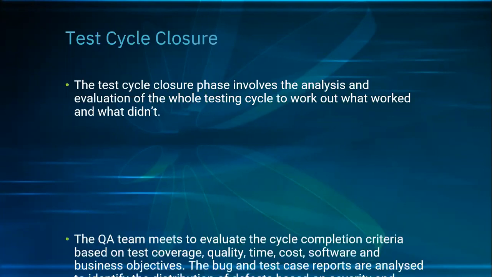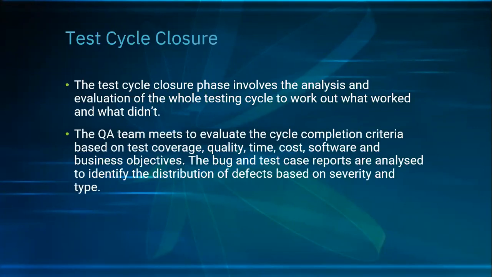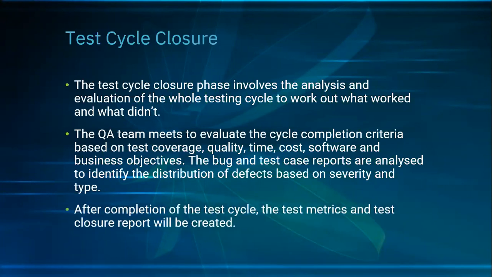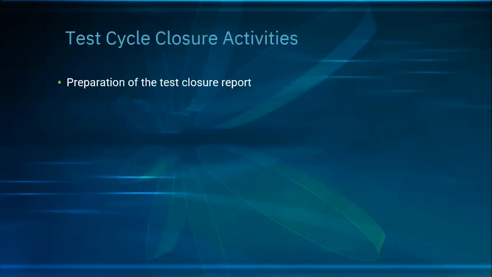So the QA team meets to evaluate the cycle completion criteria based on the test coverage, quality, time, cost, software, and business objective. The bug and test case results are analyzed to identify the distribution of defects based on severity and type. After completion of the test cycle, the test metrics and test closure reports will be created. So, what are the activities? Preparation of the test closure report.